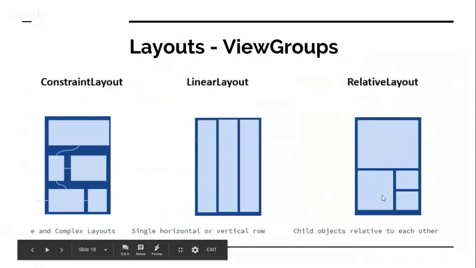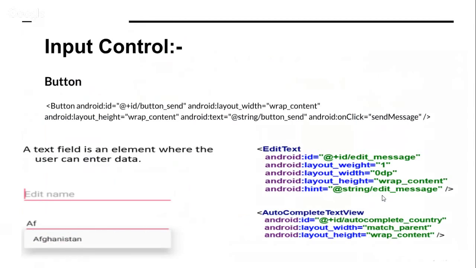So now come to input control. What exactly does input control mean? In input control, we have these things: buttons, edit text, text fields, text views, all text fields, radio buttons, and all check boxes. All these things come under input control, where you toggle a button, where you take data from the user, you get data from the user.